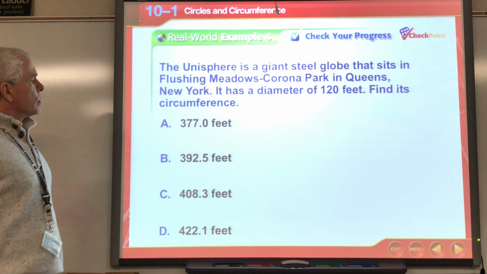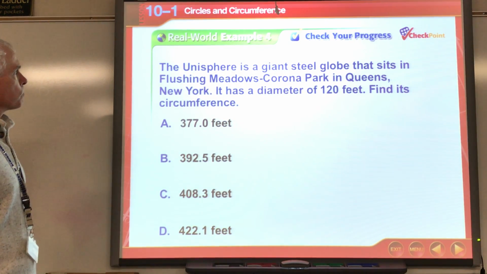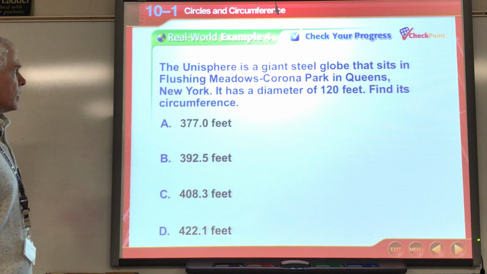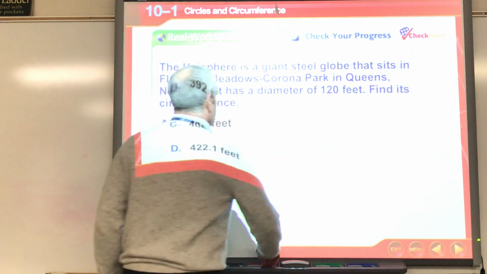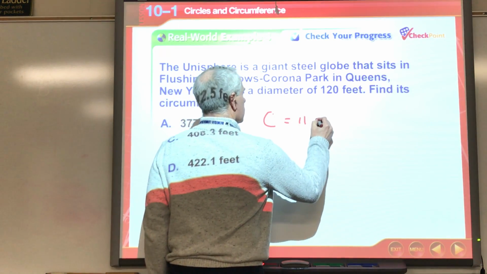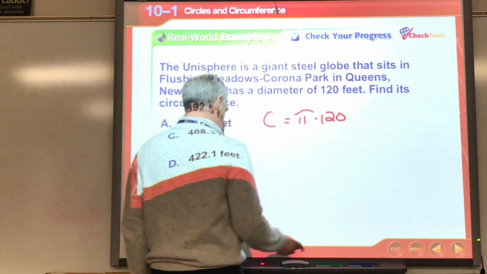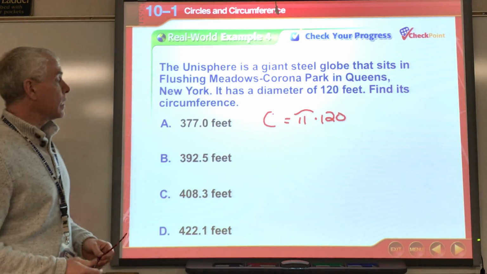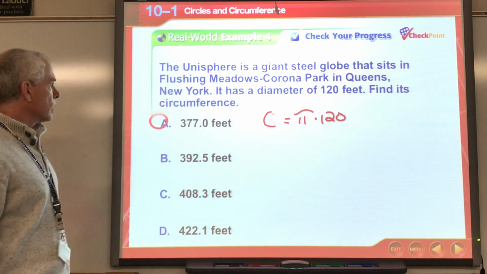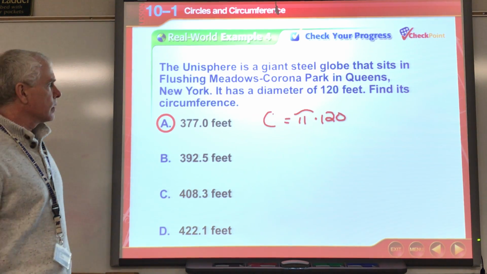All right, give this one a shot, you guys. It has a diameter of 120 feet. Find its circumference, okay? Circumference is pi times diameter. Okay, so pi times 120. Multiply that out, and you should get 377, roughly, okay?